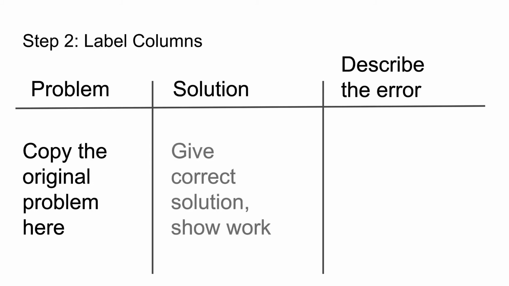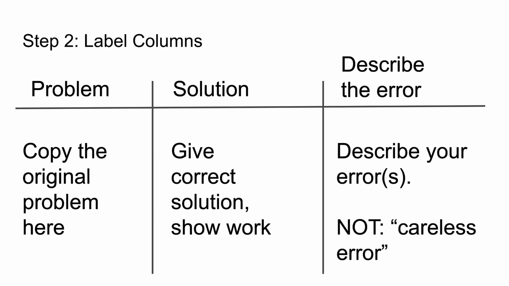In the middle column, you give a correct solution showing all your work. And then in the third column, describe what your error was. Now the description is not something like careless error, dumb error. That doesn't describe the error. The type of things that I want to see are things like I missed a minus sign, or I didn't distribute properly, or I didn't understand the question.